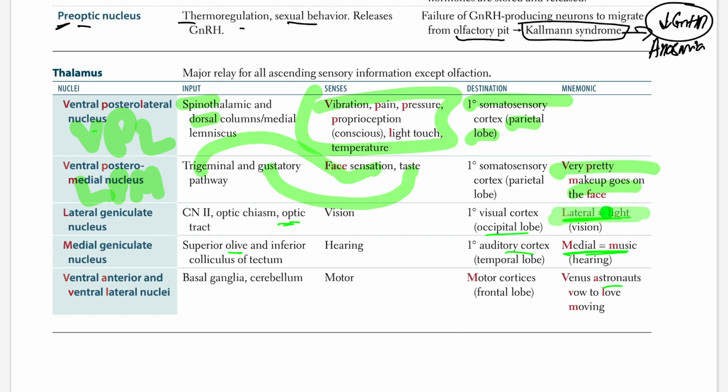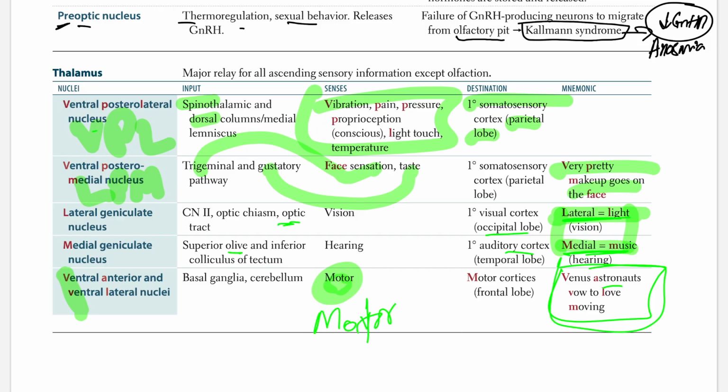Lateral, high yield. Lateral is for light. L for light. M is for music. M for music. Two things are very easy. And the motor is just the ventral. Ventral is the motor. So when you have a motor vehicle, if you want to remember this mnemonic, you could say motor vehicle.